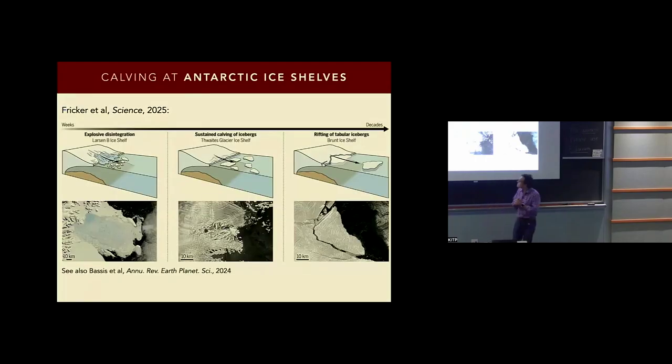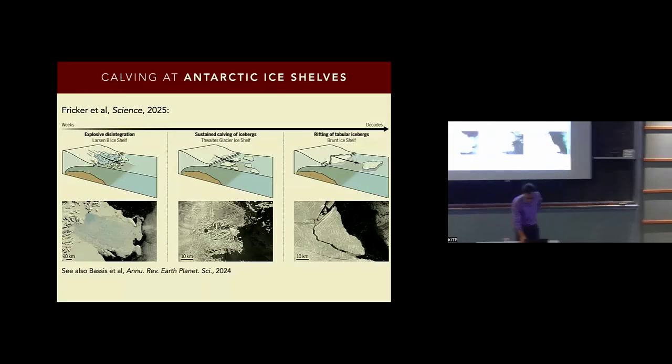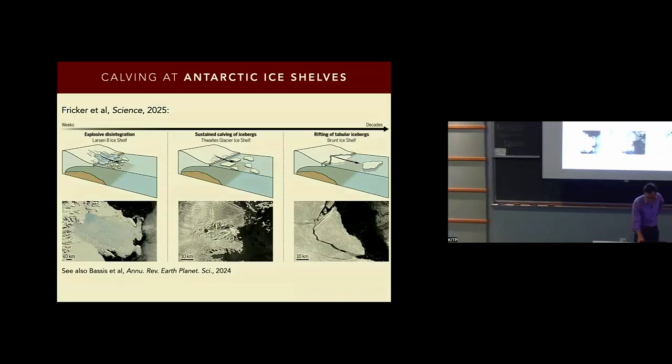So we saw this beautiful illustration yesterday. This is carving at Antarctic ice shelves, and it illustrates how the spatial and temporal scales vary. You can have super fast disintegration, you can have that sort of regular carving at fixed sizes, and then you have these very infrequent, like on a decadal scale, through rifting carving of giant tabular icebergs. When we move to Greenland, the situation looks a little different.